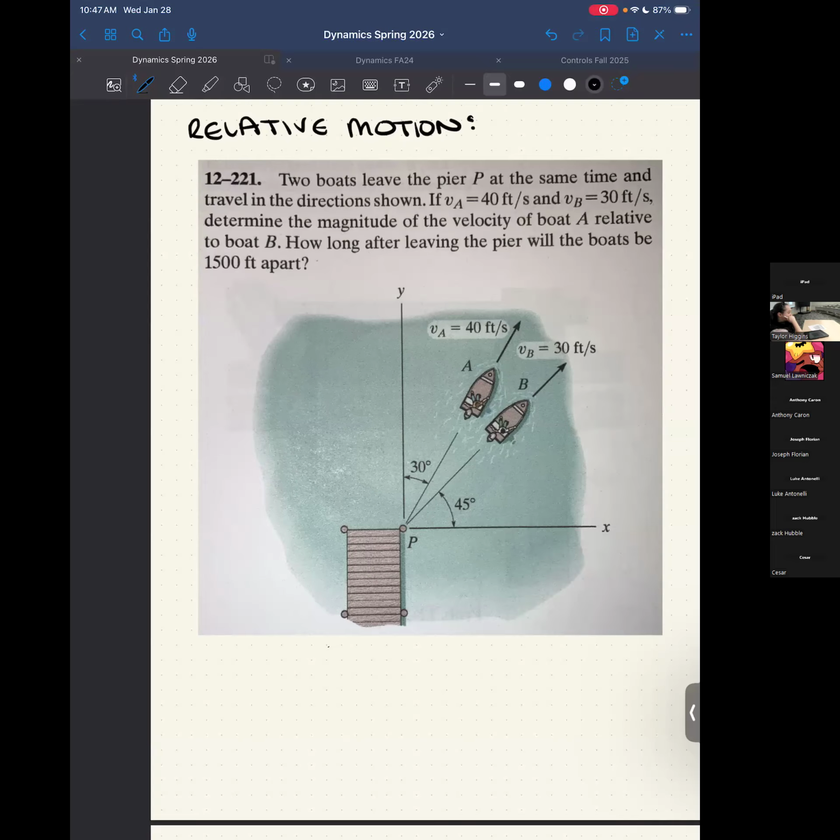Assuming they both start at 0, 0. Yep. You can assume they both start at 0, 0.